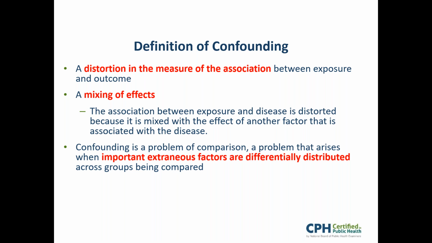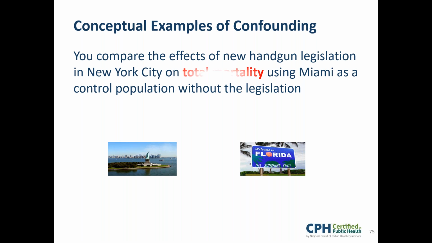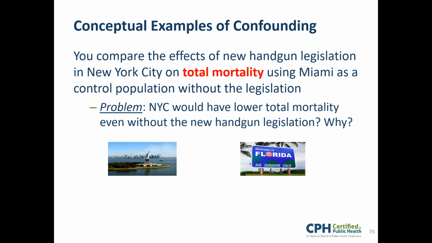So here's another example of confounding. You compare the effects of new handgun legislation in New York City on total mortality using Miami as the control population who did not have the legislation. So the problem that you've identified is that New York City will have lower total mortality even without the new handgun legislation. So why would that be? Well, the people that live in New York City are younger, and higher age is associated with increased risk of mortality. So whether there was legislation or not, that mortality difference would still exist.